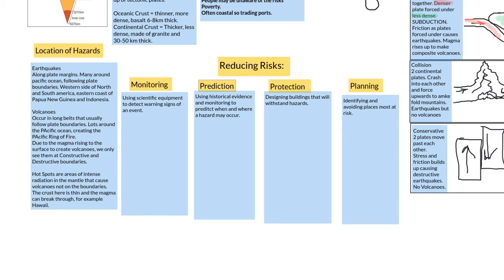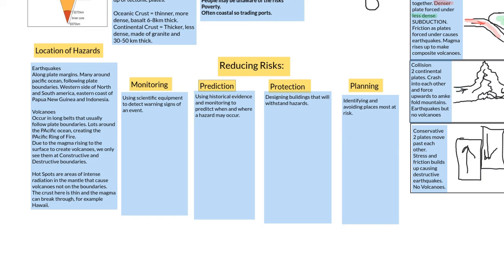So there are 4 different types or strategies to reduce the risk. We have monitoring, prediction, protection, and planning. We're going to start with monitoring. Now, monitoring is where we use scientific equipment to detect the warning signs of an event.